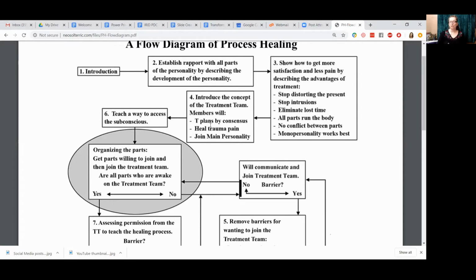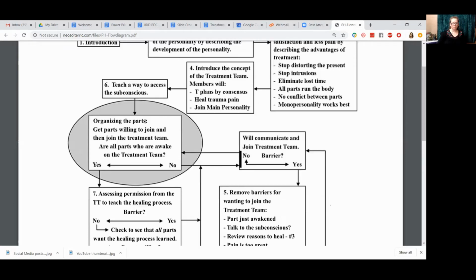So you want to integrate these parts and these aspects. You want to integrate their positive emotions to want to join the main personality and want to work in consensus to develop a treatment plan for each part. And so you want to make it clear that the subconscious is not going to learn the treatment process until all of these parts join together. In this process, we're going from step 4 to step 6 to treat a way to access the subconscious. So we're going to teach a way to access the subconscious.